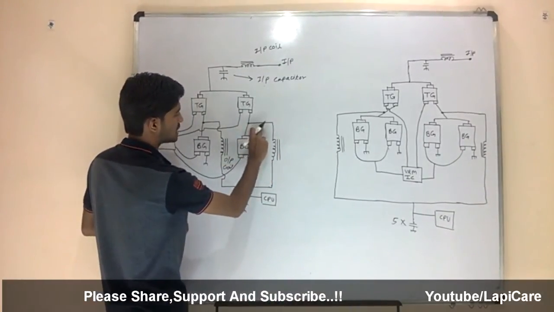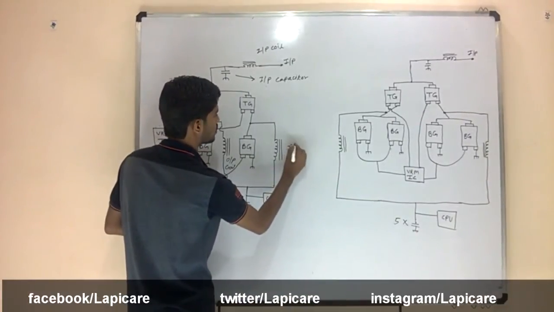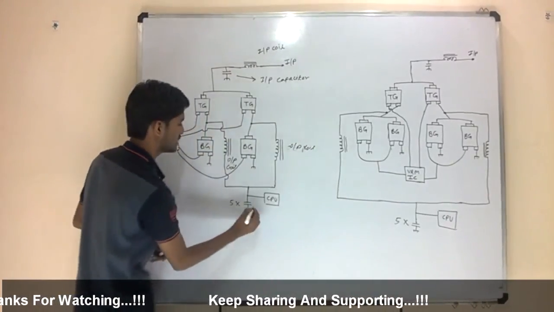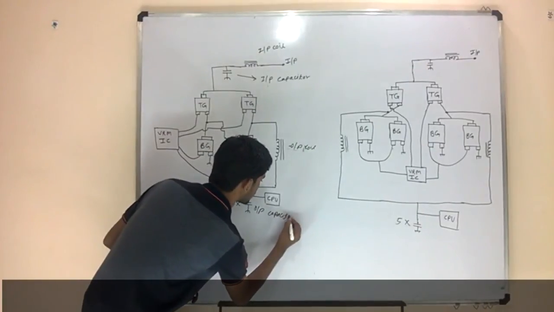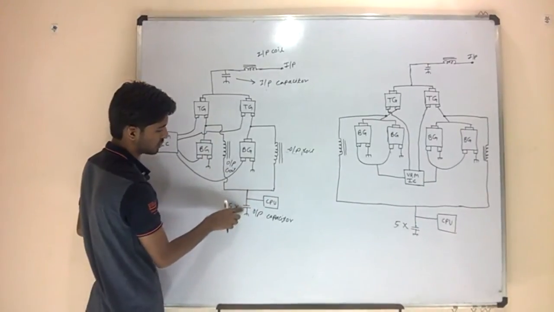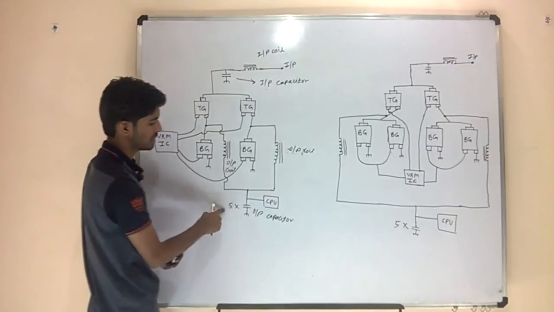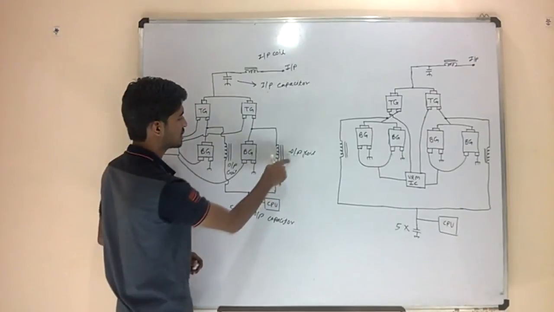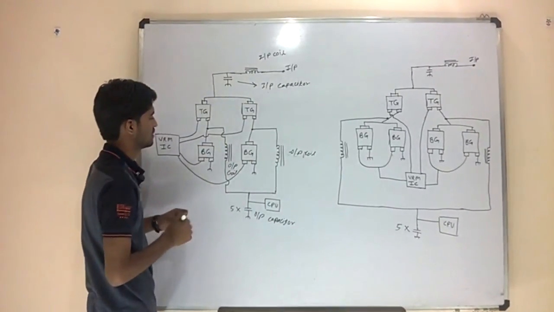Same here, this is the output which goes to the CPU, passing through the output coil. This is the output coil, this is the output capacitor. From this way, the supply comes and passes through this capacitor and goes to the CPU. Here is any number of capacitors, so I write 5 multiplied by this capacitor, any number. Here is also any number of coils, and any number of capacitors and coils.